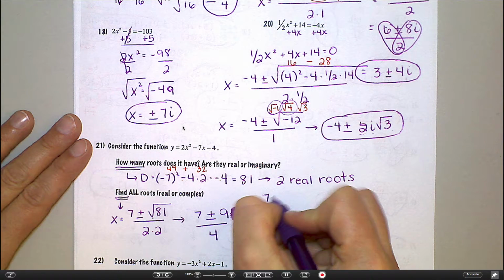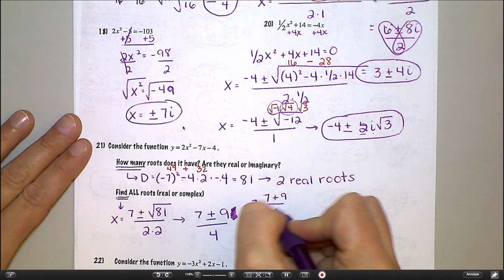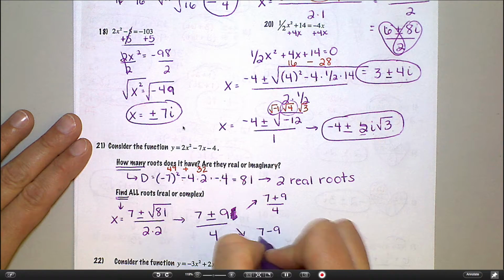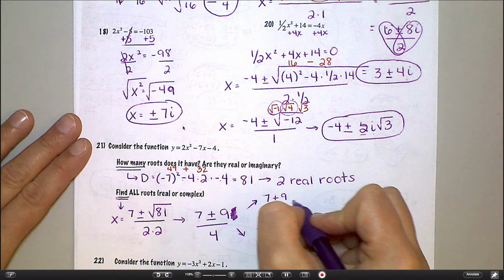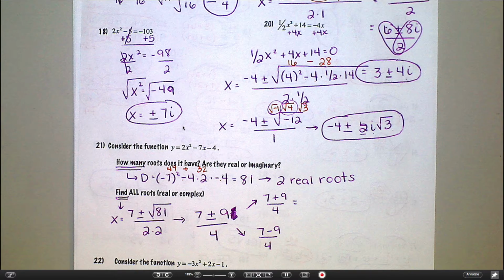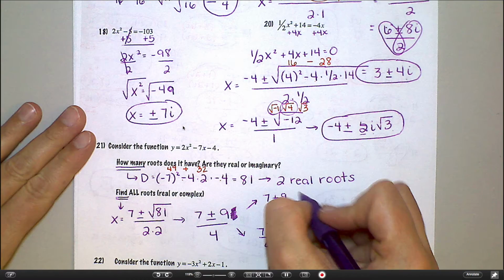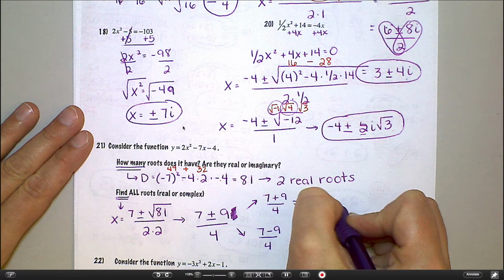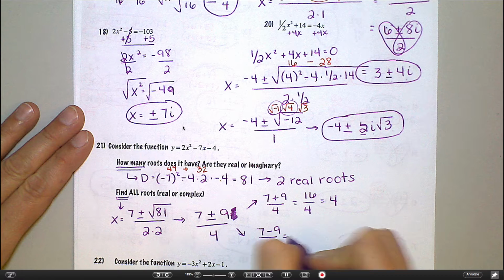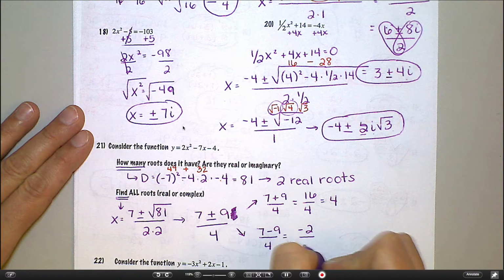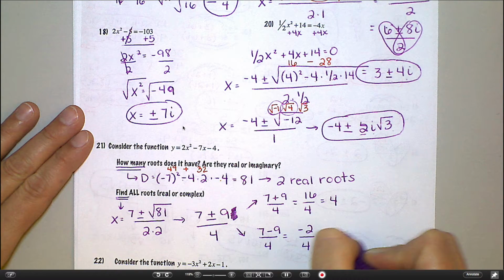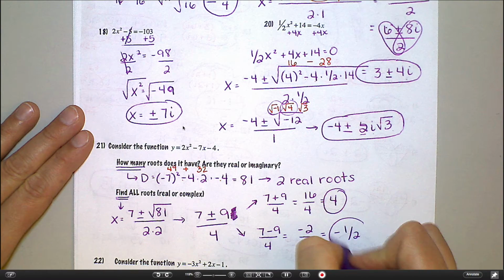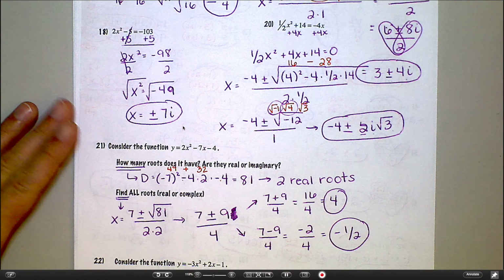I can split, so I have 7 plus 9 over 4, and here, 7 minus 9 over 4. I usually tell you to use your brain on these anyway, because you're smarter than your calculator. 7 plus 9 is 16, and 16 over 4 gives you 4. And 7 minus 9 is negative 2, and negative 2 over 4 is negative 1/2. And those are your 2 real roots that you said you'd have. Okay.